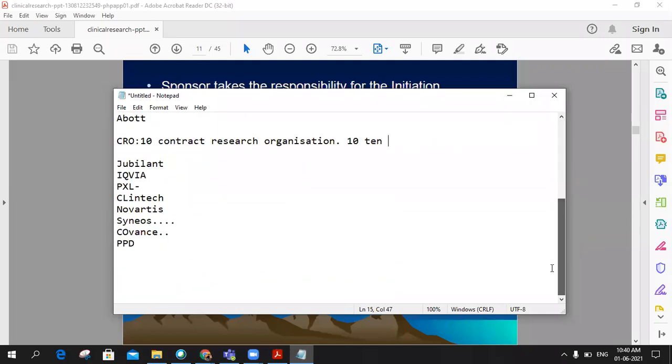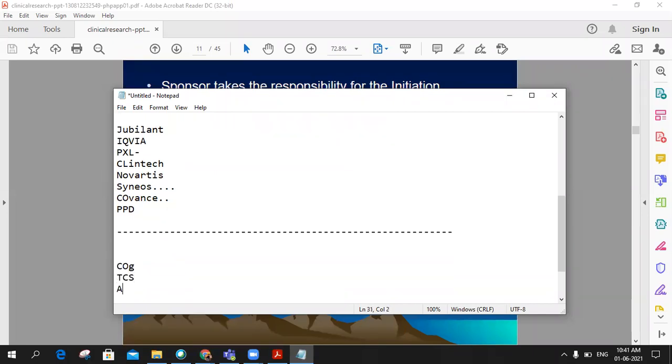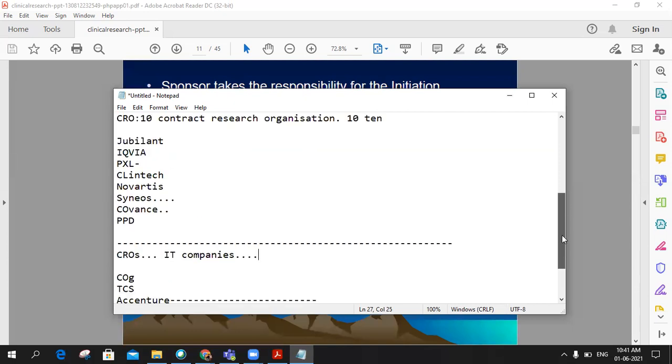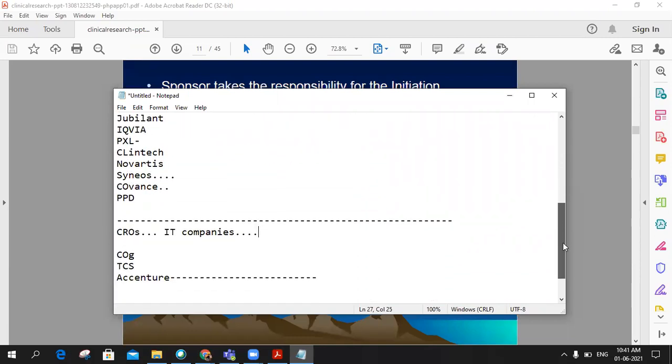Either you can say TCS. Yeah, that's a good point. But I will not call Cognizant, TCS, or Accenture CROs. These companies are not called CROs. These are all IT companies, data management companies. They do deliver bits and pieces of work for their sponsors. So there is a difference between a CRO and IT companies.